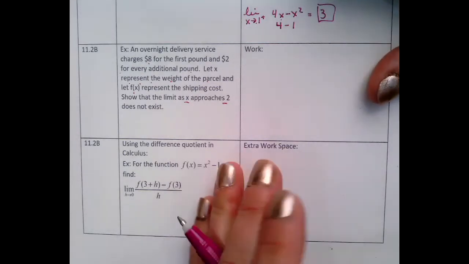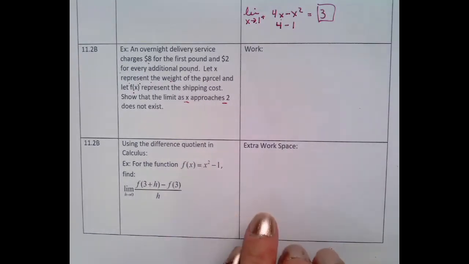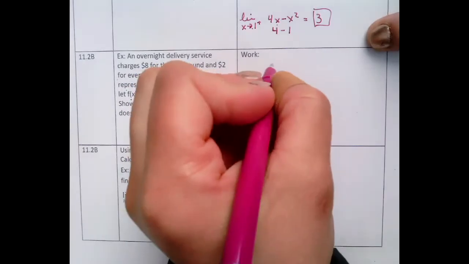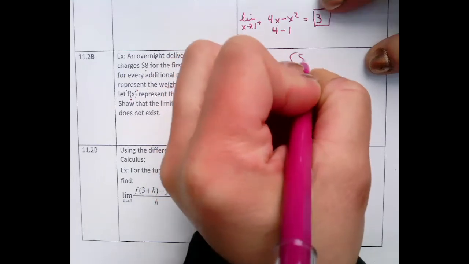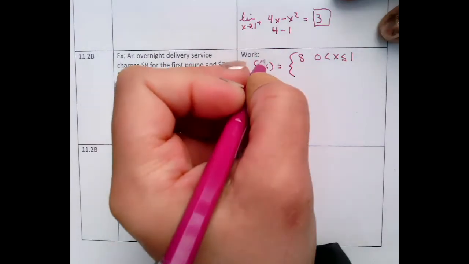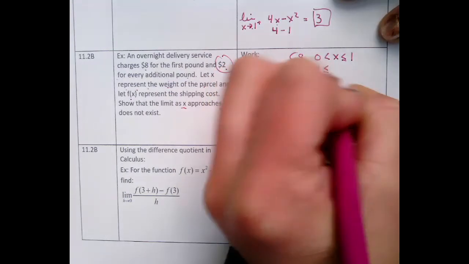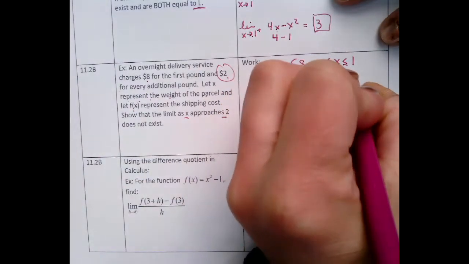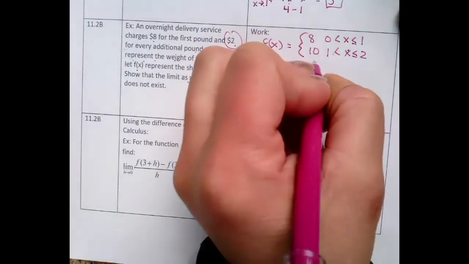Okay, so now we need to come up with our values here for this limit. If we think about this, for the first pound, our function f(x) is going to equal $8 from 0 to and including 1 pound. But then for the next pound, from 1 pound all the way up to and including 2 pounds, it's going to equal $10, and so on and so forth. So 2 to 3 would be $12.